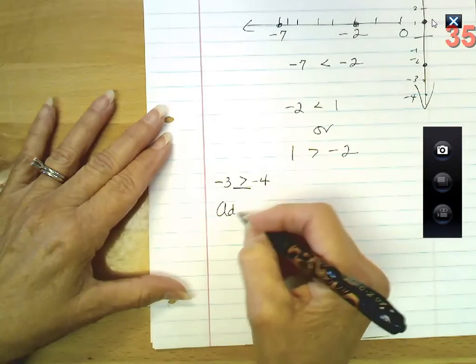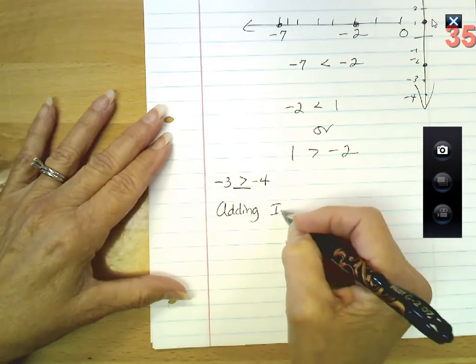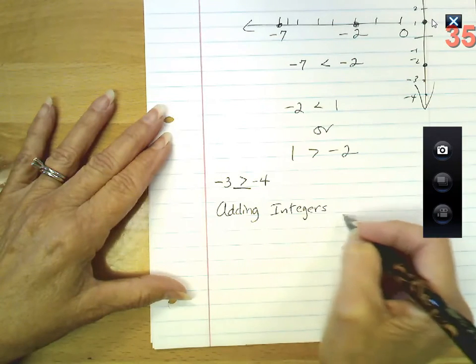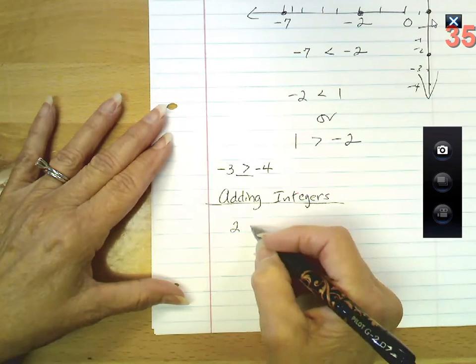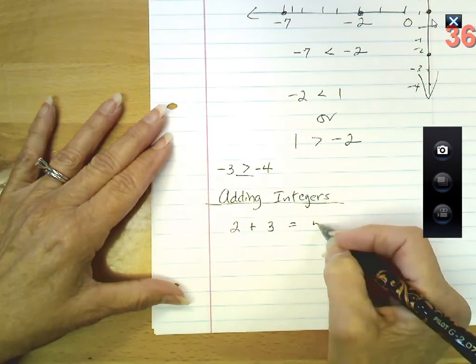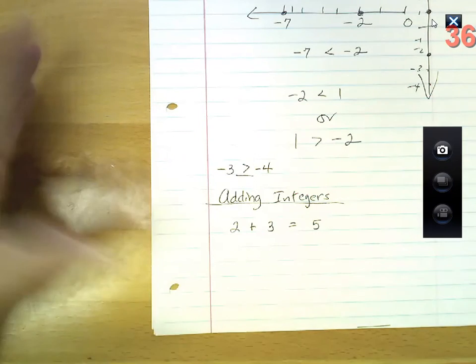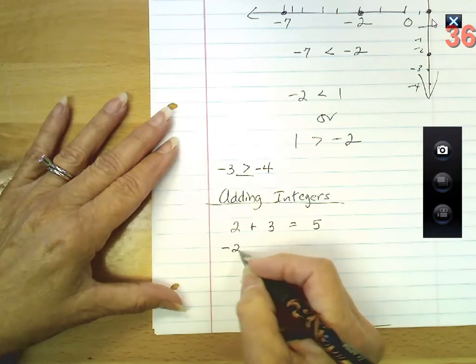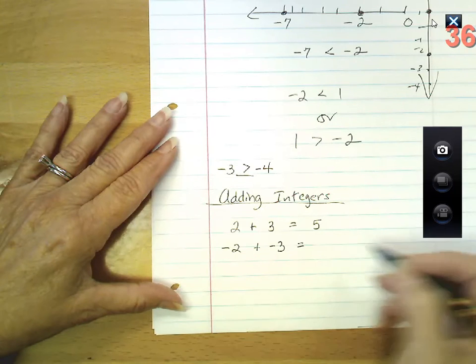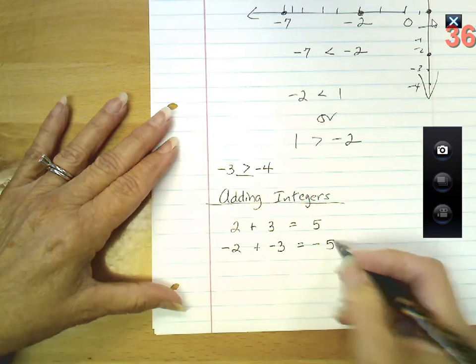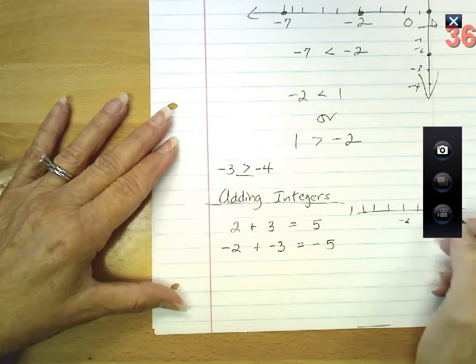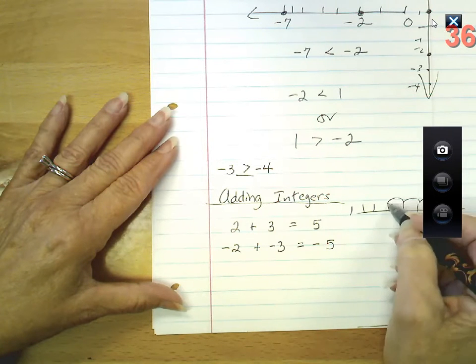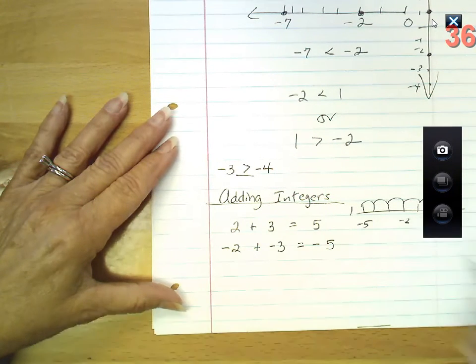Next thing is like adding integers. Sometimes they call these signed numbers because they have little positives and negatives on them. If you have like a 2 plus a 3, you just add it and it's a 5. If you have a -2 plus a -3, you get a -5. If you think of a number line, okay, here's -2. If you go down 2, then you go down 3 more, where are you? You're down here at -5.